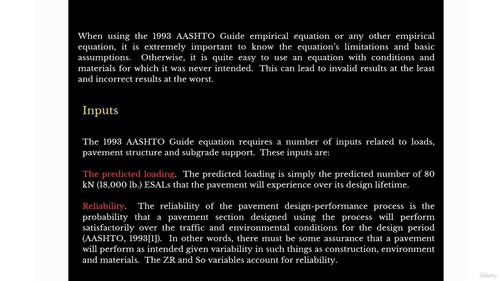Okay, so let's move on. When using the 1993 AASHTO guide empirical equations or any other empirical equation, it is extremely important to know the equations, limitations, and the basic assumptions, of course. Otherwise, it's quite easy to use an equation with conditions and materials for which it's never intended. So you need to understand what you're doing. This can lead to invalid results, and at the very least an incorrect result, at worst you can have a totally wrong design. So you need to be very careful.